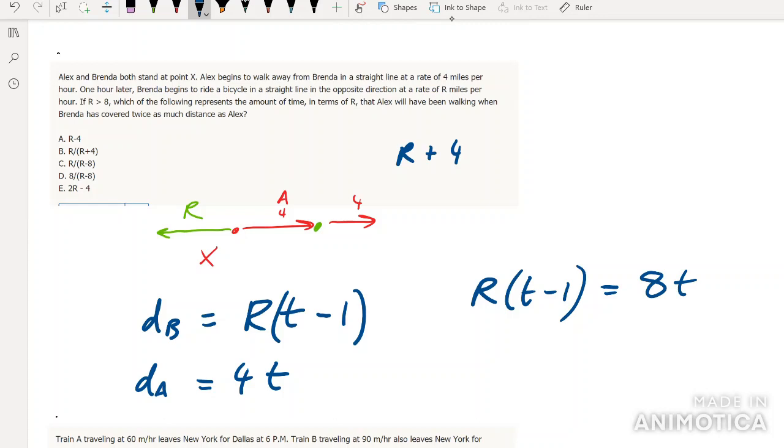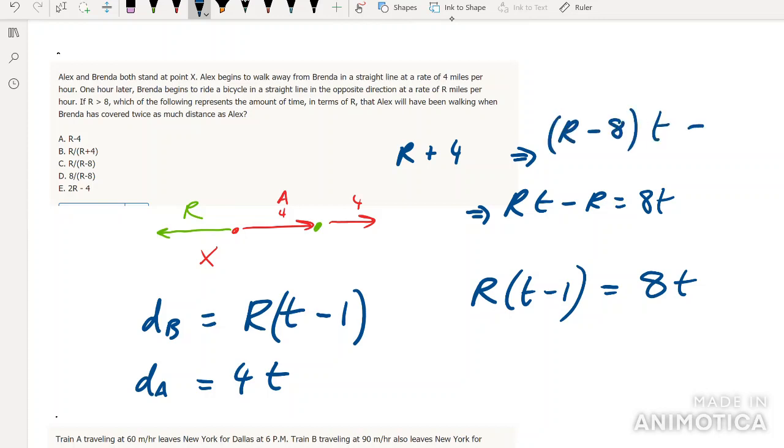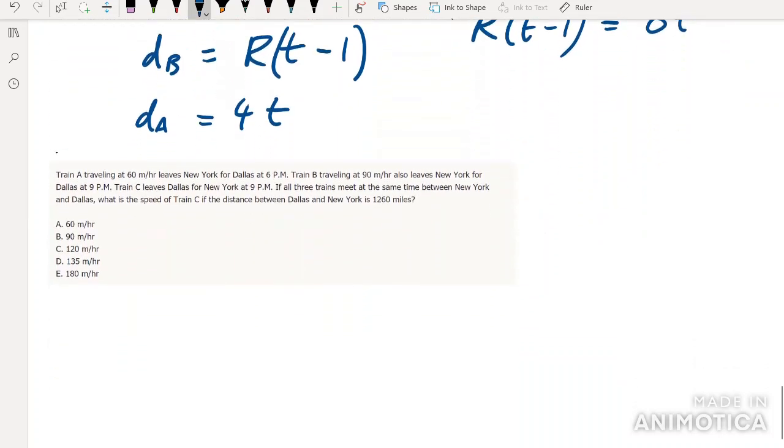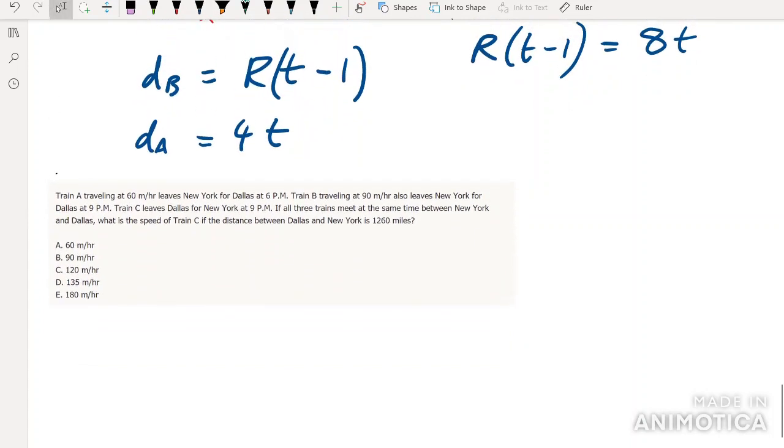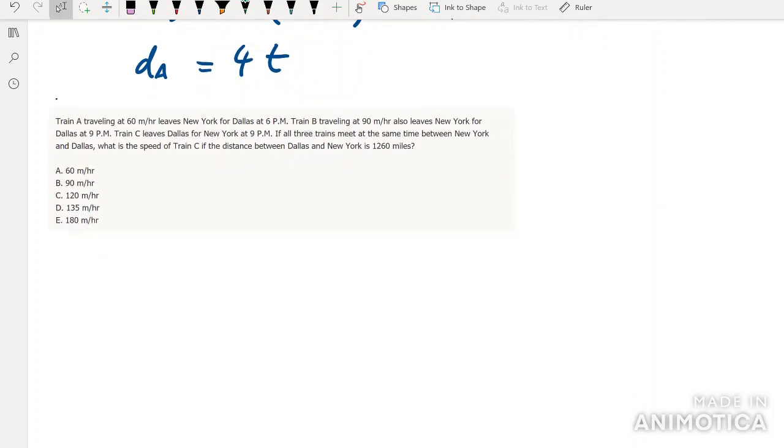And we just want to find T in terms of R. So we need to get T on its own. So RT minus R equals 8T. So R minus 8, in brackets, T equals R. So T equals R over R minus 8. And so it looks like we've got C. So hopefully you can notice it's all about translation and being okay with defining terms. And just remember that these questions are very hard, so don't worry if they are tricky.